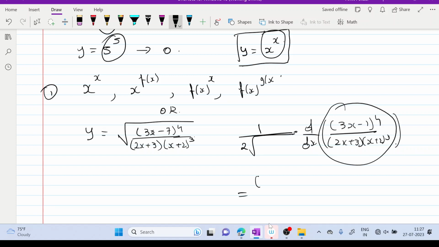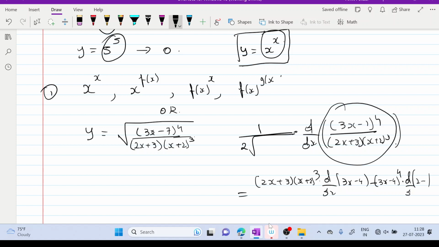You will have to do 2x plus 3 into x plus 2 the whole cube into d by dx of 3x minus 7 raised to 4, minus 3x minus 7 the whole thing raised to 4 into d by dx of 2x plus 3. यानी कि it's a very complicated part. बढ़ते जाएगा, इधर आने के बाद वापस ही प्रोडक्ट रूल हो जाएगा, उसके साथ चेन रूल. So it's going to create a mess, right? So whenever you have such a complicated expression, what we use is logarithmic differentiation.